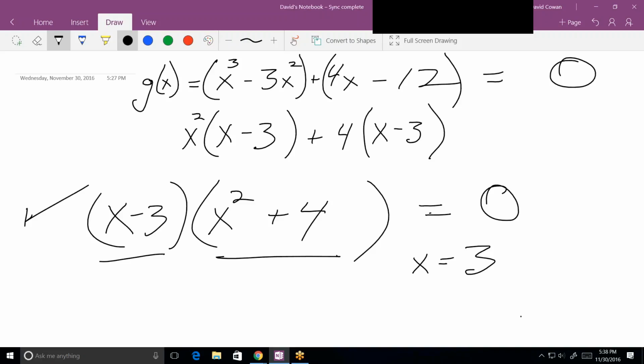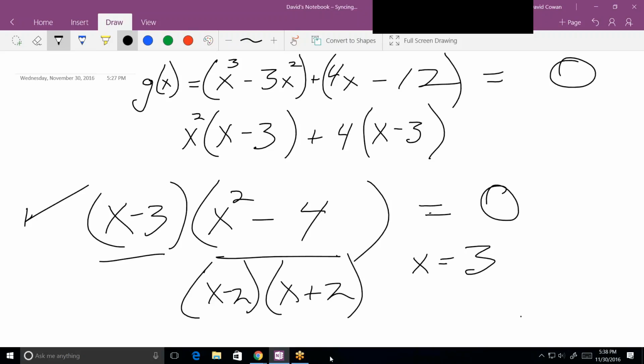non-reducible quadratics, which means if this was x squared minus 4, well, it's no longer an irreducible quadratic. I can factor x squared minus 4 into x minus 2 times x plus 2. So if it's a quadratic that has real solutions, you must break it all the way down. In other words, this would be my solution if that had been an x squared minus 4. I would keep breaking that quadratic down as long as it had real solutions.